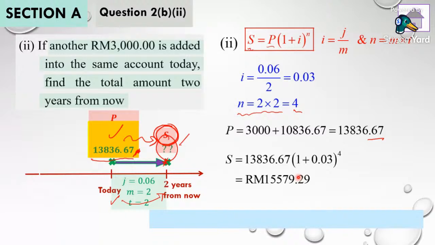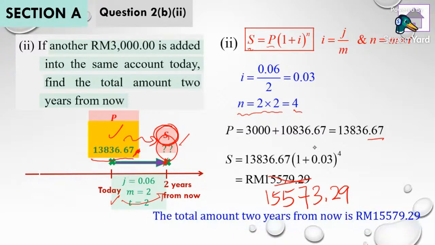Okay, so it seems like the answer is calculated wrongly. This part here is supposed to be 15573.29. Check back, this value is supposed to be 15573.29.